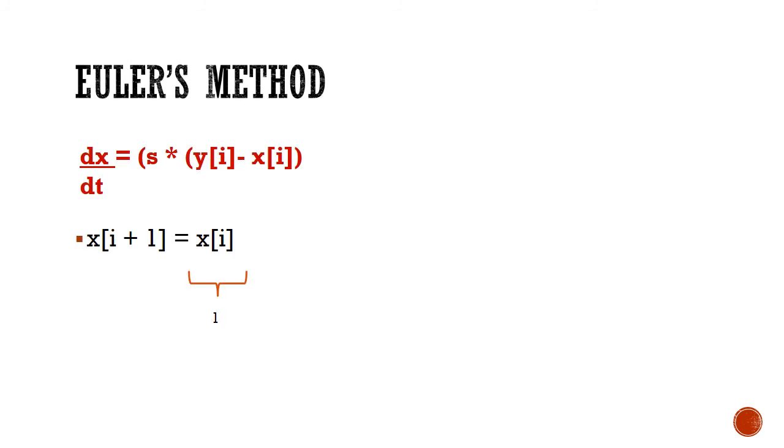Here I am going to use Euler's method for getting the values of x. For this, we consider two parts. The first is the displacement of x in the previous iteration, that is x[i]. The second part is the displacement produced in the current iteration at time t. So the second part is obtained by multiplying dt to dx/dt, which is s times (y[i] minus x[i]).